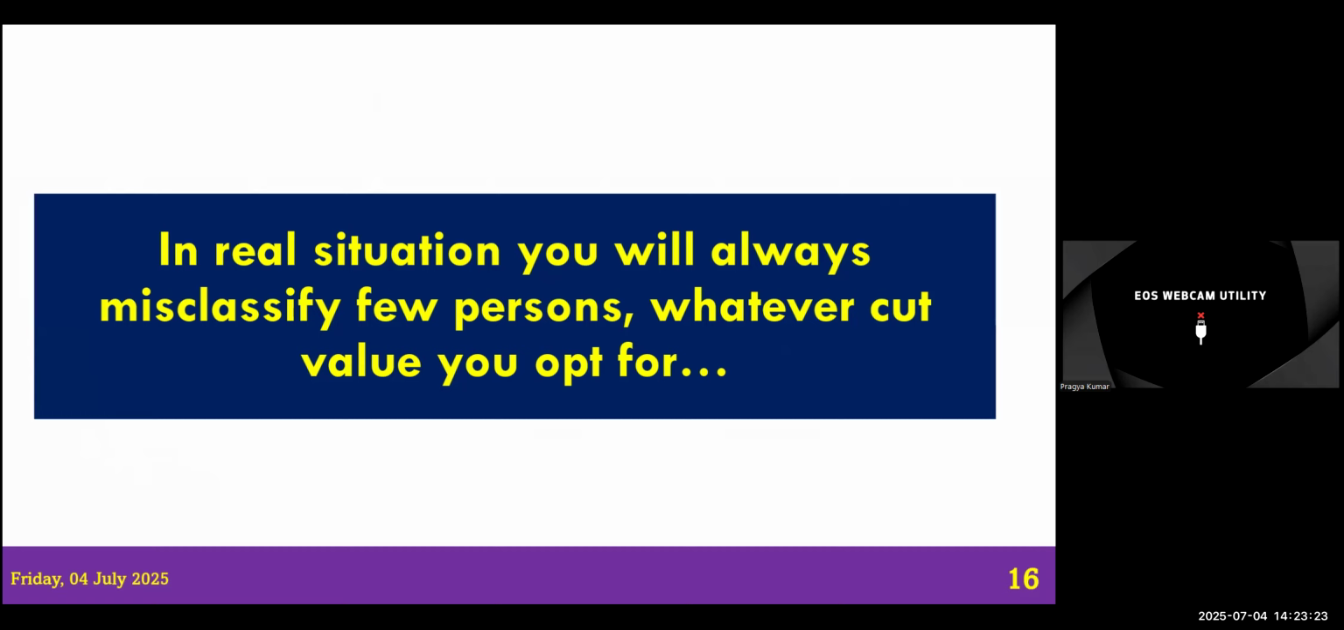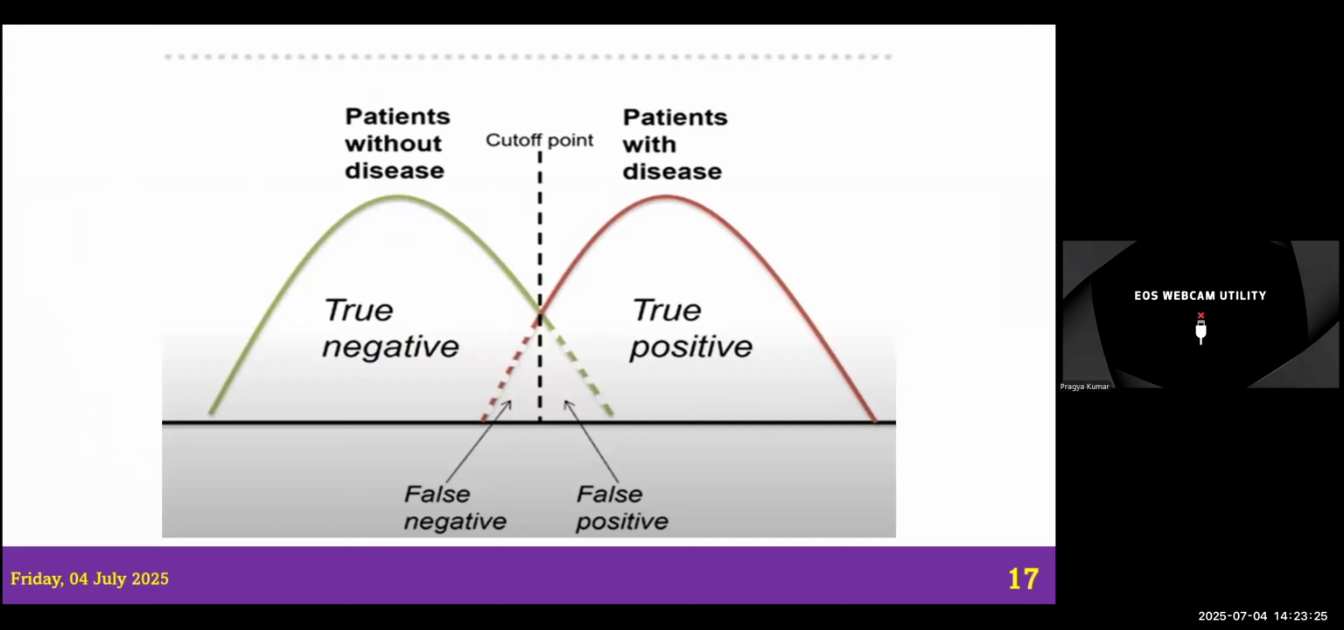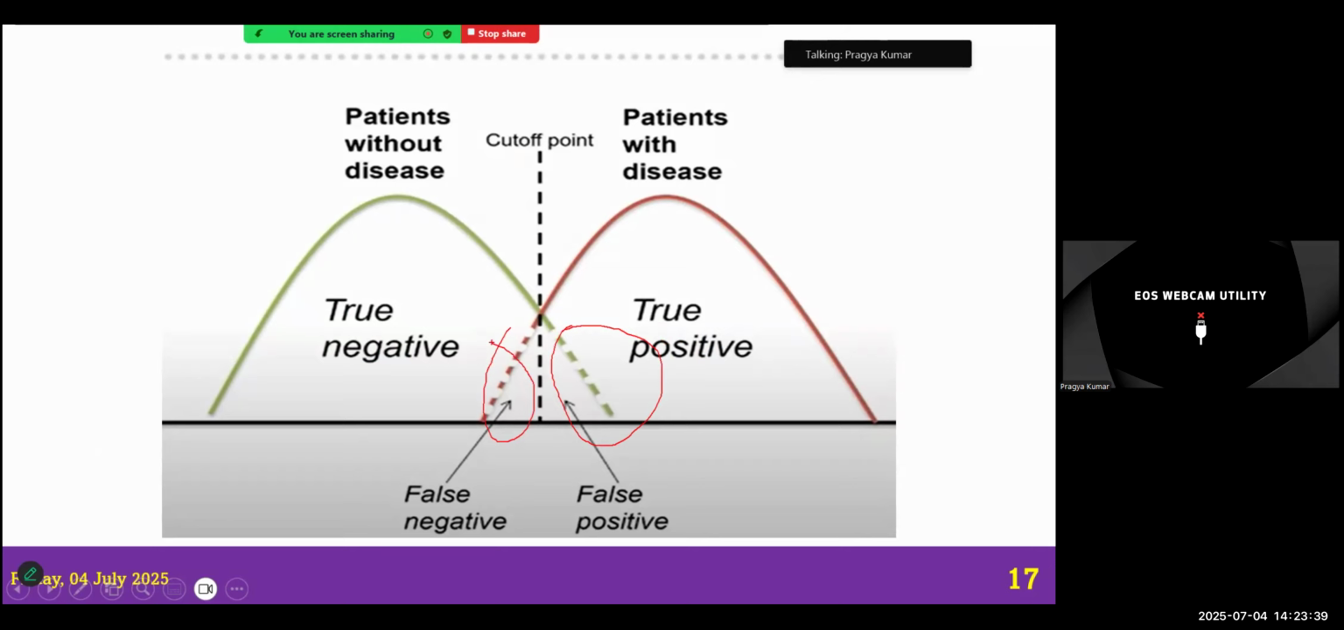And what happens with misclassification? So there will be overlap. And yes, you are right. So there will be false positive cases. This is your false positive cases. And there will be cases which will be false negative. So both these false positive and false negative will be there.